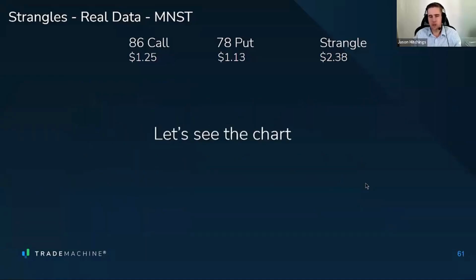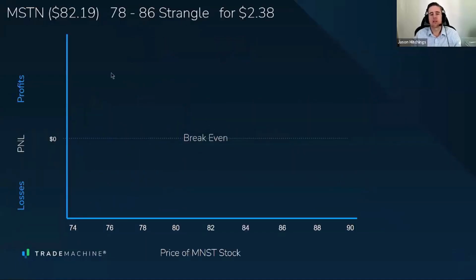Okay, so let's chart this out. 78 to 86, that's the range where we get no value from either option. So we know we're going to have some worst case scenarios down here. In order to break even, we're going to need to be $2.38 below 78 or $2.38 above 86. So we can just draw those little hash marks in here.